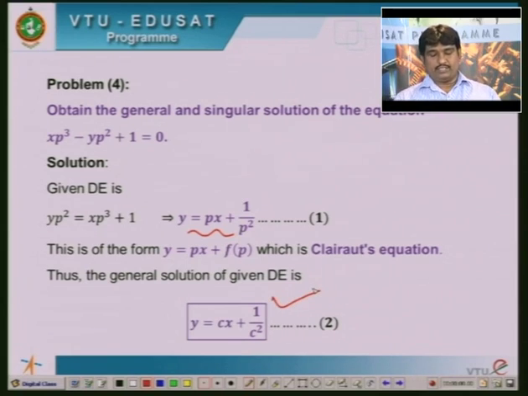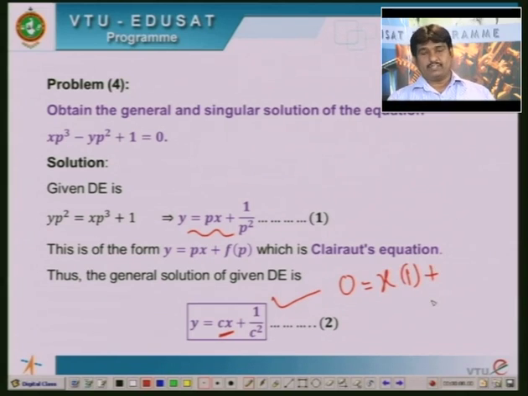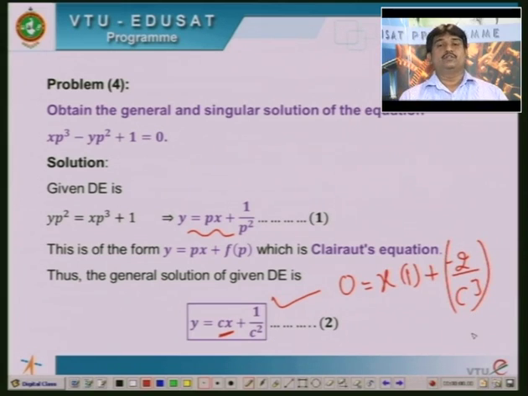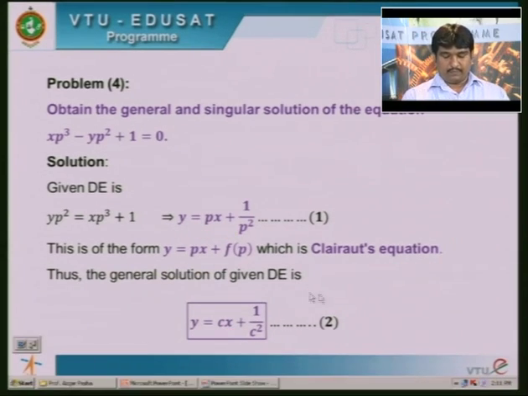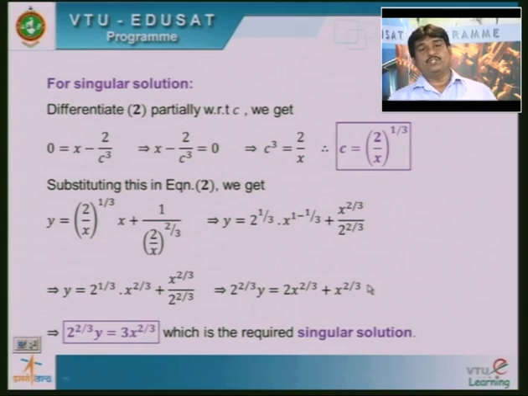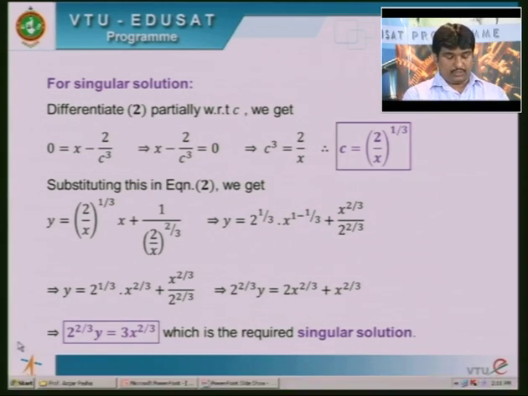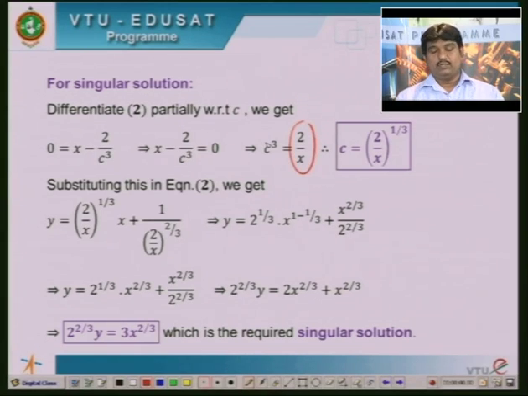Now we have to differentiate this equation with respect to c. Derivative of y is 0, and for the derivative of cx, I am treating x as constant, so x into derivative of c is 1, plus the derivative of 1 by c square, which is minus 2 divided by c cube. This is x equals minus 2 divided by c cube. Now you simplify this to get the c value. x minus 2 by c cube equals 0. So c cube is 2 by x. Therefore c is the cube root of 2 by x.